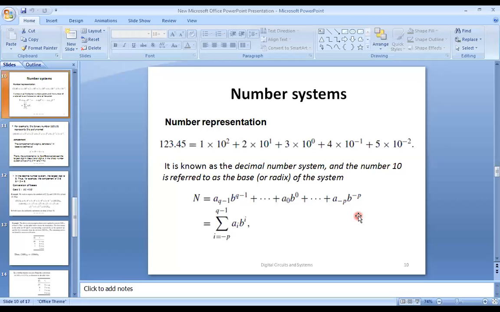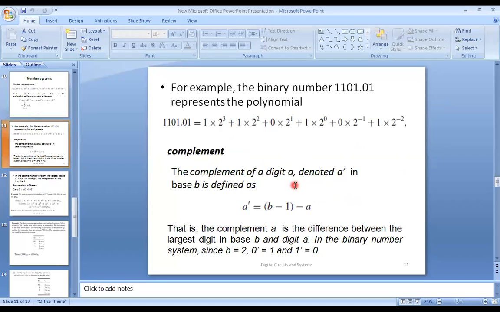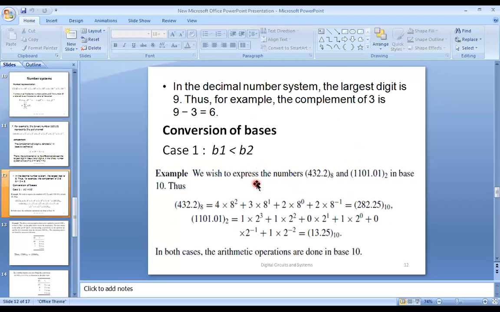Next, what we will see is, and this slide is taken from your textbook, he is using some representation that we will see after doing this conversion. Now we will move on to the conversion. This complement, we will cover after the conversion process.